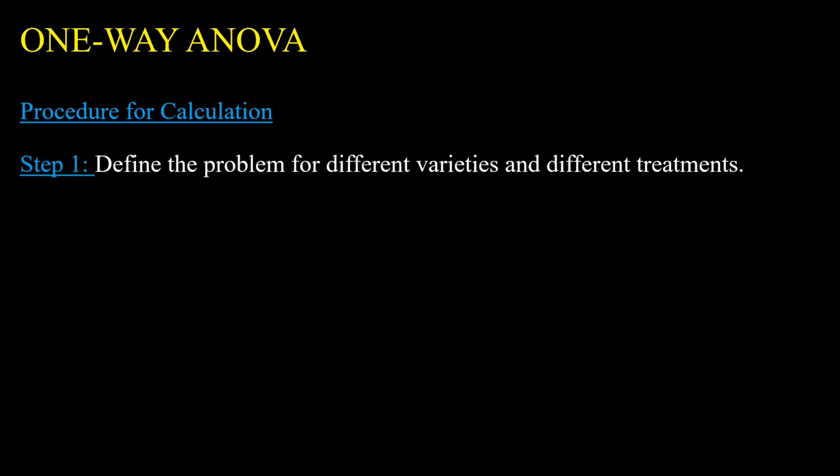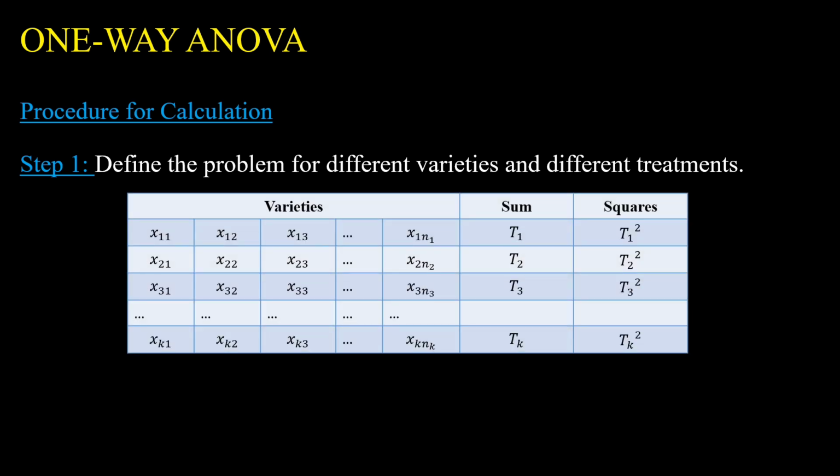First step: define the problem for different varieties and different treatments. Like this, these are varieties x11, x12, x13, and so on. Then the number of items and the sum: the total for each sample, T1, T2, T3. T1 is the sum of x11, x12, x13, and so on up to x1,n1. So this is T1. Then the squares: T1 square, T2 square, T3 square, like this.